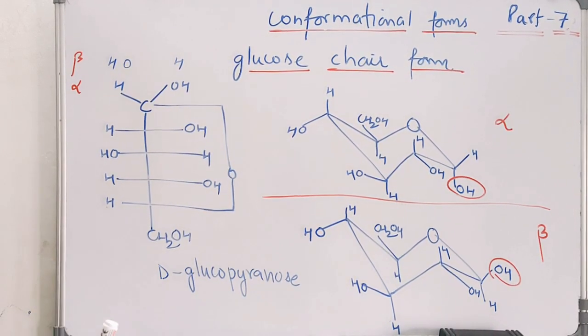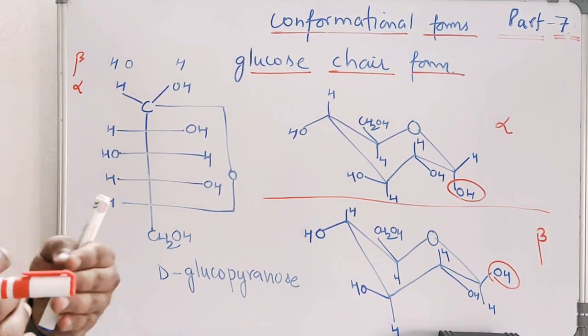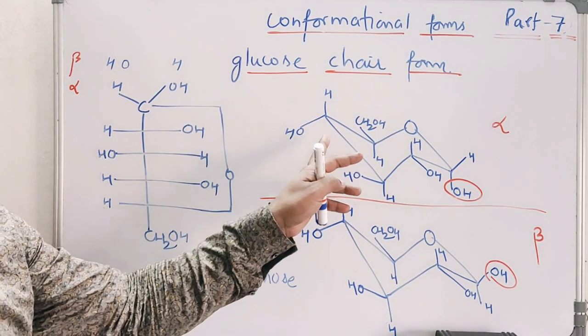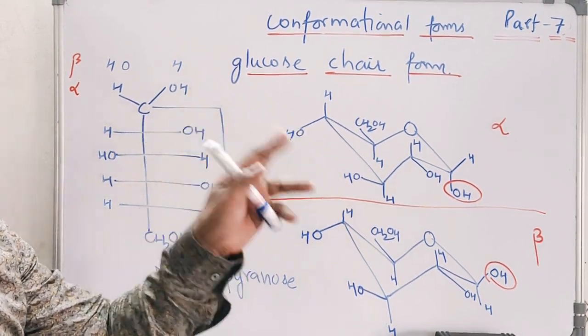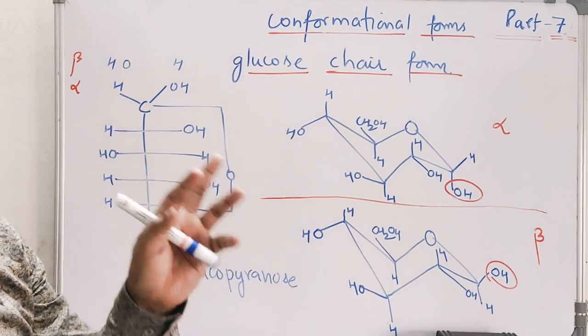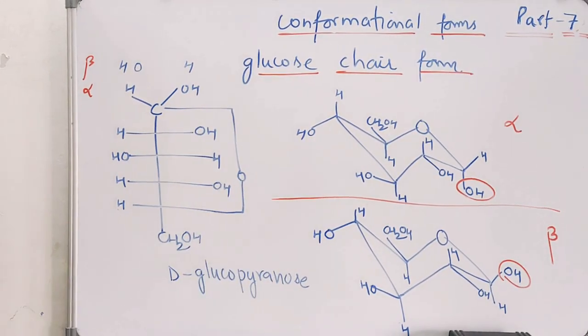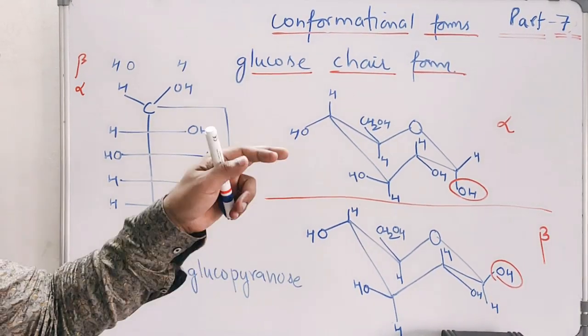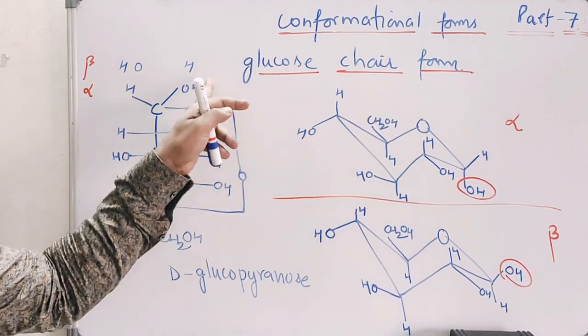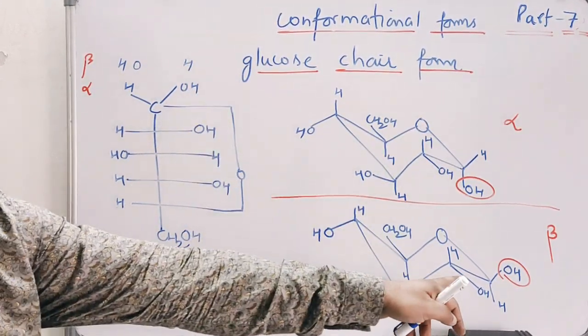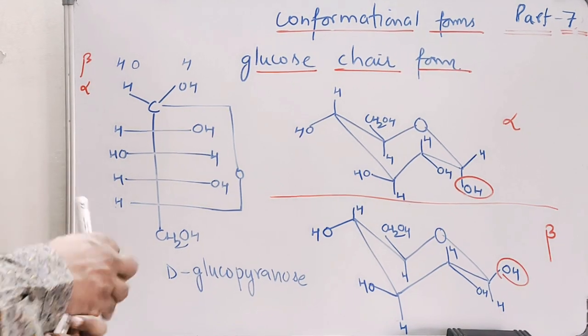It is not a planar form. It is a puckered form, and this puckered form is called a chair form. So sugar in a 6-membered form always occurs in a chair form. Two types of chair forms are possible. We can see here that a chair form for alpha is possible, and a chair form for beta is also possible. So I must explain this briefly.